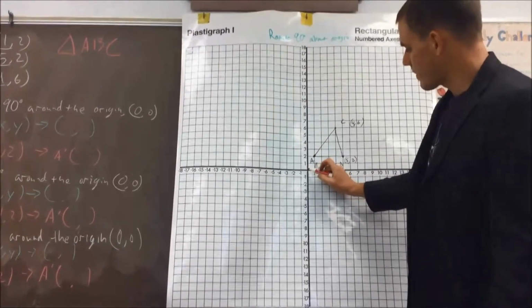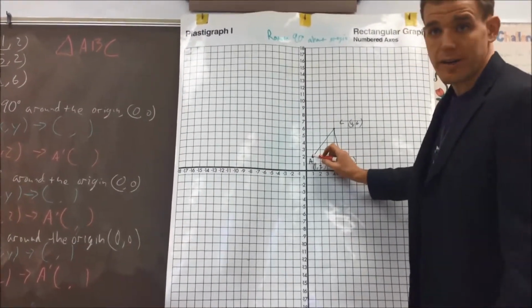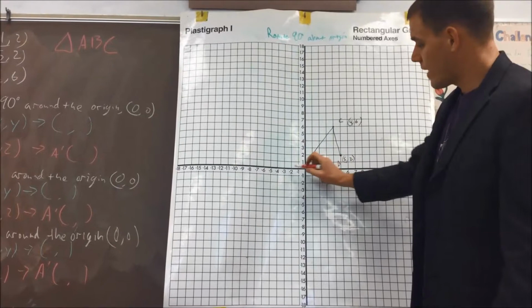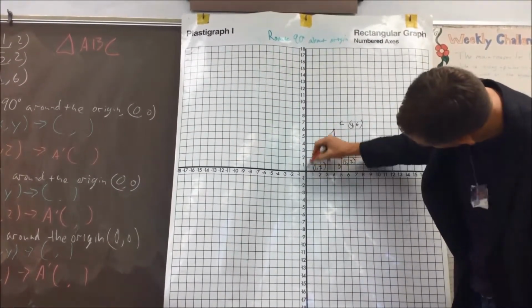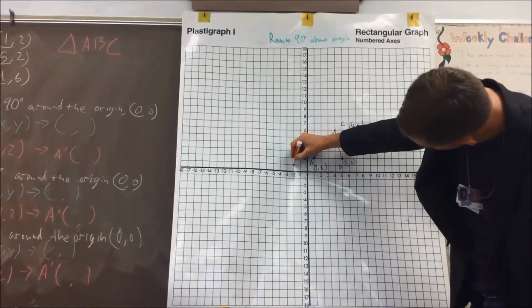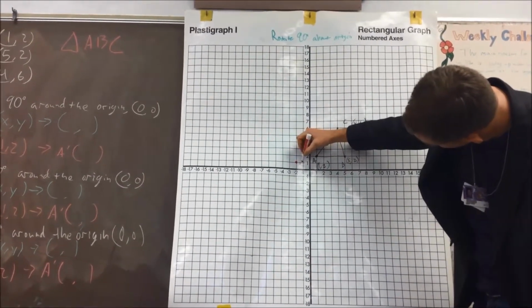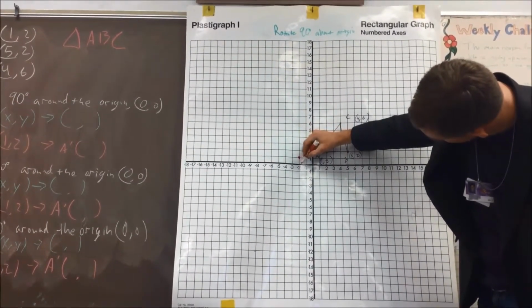If I look at this, I'm going to go over 1, then up 2, right? So if I want to go over here, I'm just going to turn my head 90 degrees and go over 1, up 2. That is A prime.